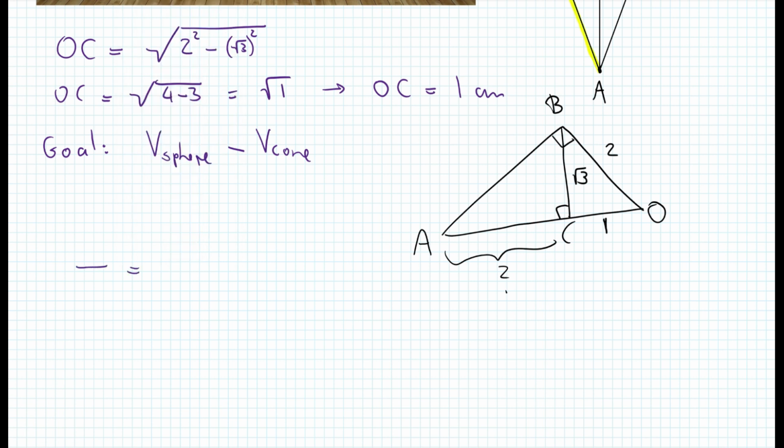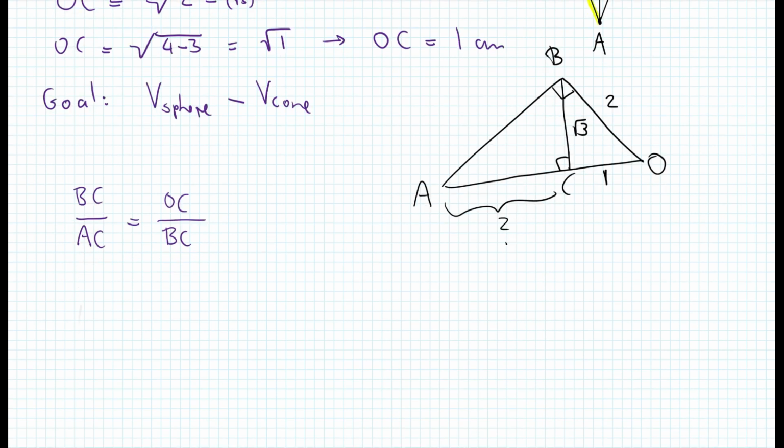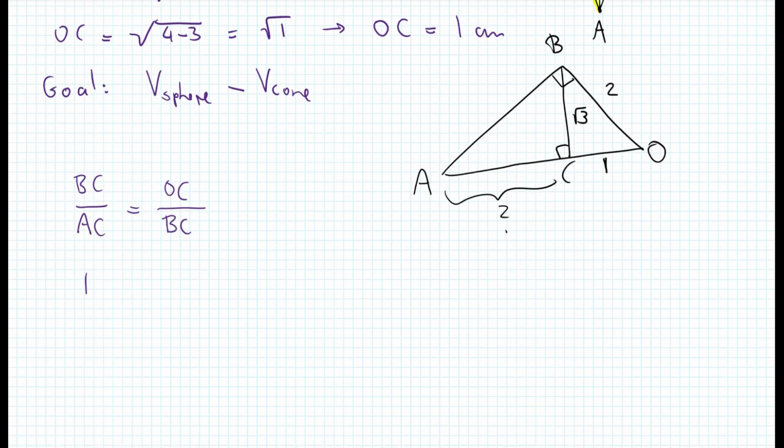As you remember, the altitude, so let me write this. The altitude BC is the geometric mean between the left piece, AC, and the right piece of the hypotenuse, which is OC. So our goal here is to solve for AC, and then substitute everything in it. So here we end up with BC squared equal to AC times OC. And all I did here is cross multiply. According to the theorem, the product of the means is equal to the product of the extremes.